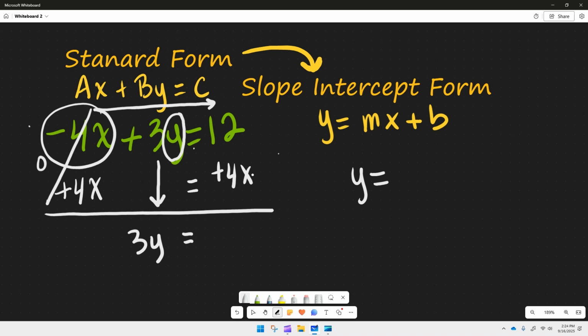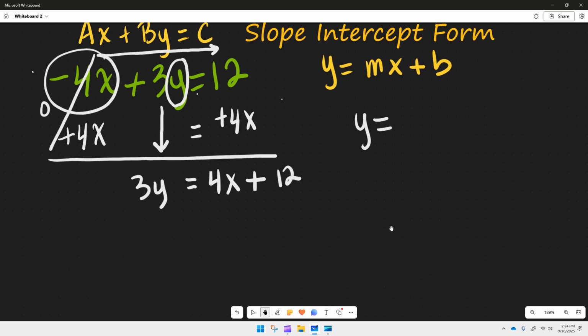Now, the 4x and the 12 are not like terms, so I cannot combine them. So I'm going to rewrite them all on one line. So that's going to be 4x plus 12. The reason I know that that is plus 12 is because when there's no sign in front of that term, we're going to assume that it's plus. All right, now we're almost there.